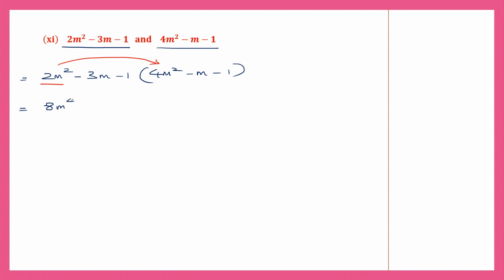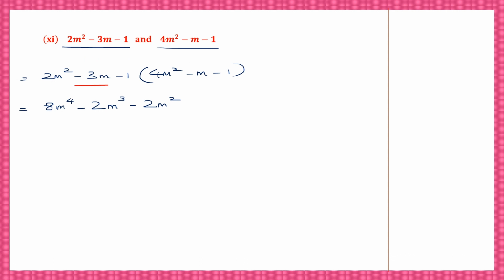Now we're going to multiply 2m square with the next one, that is minus m. Here the sign is minus. So let's write that minus, the number is 2. M square into m is m to the power of 3. Now multiply 2m square with the last term, which is minus 1. The sign is minus, and 2 into 1 is 2m square. So we finished with 2m square.